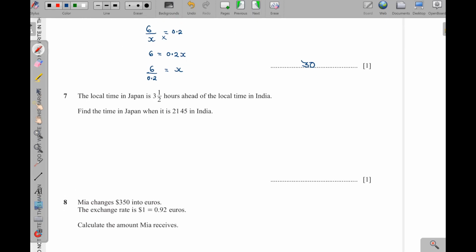Then question 7. The local time in Japan is 3.5 hours ahead of the local time in India. Find the time in Japan when it is 21:45 in India. So in Japan, since Japan is ahead of India, and we are having this time here, which is in India, then we have to add on this time. Okay, so 3:30. Okay, 3 hours and a half. 3.5 hours means 3 hours and 30 minutes.